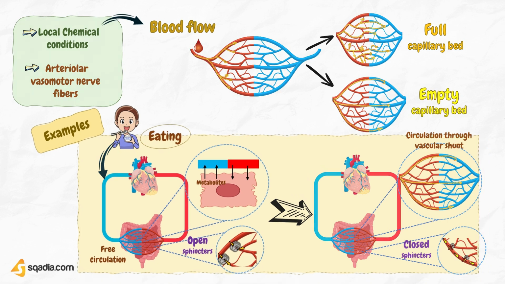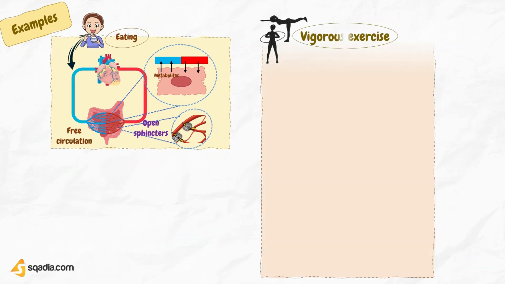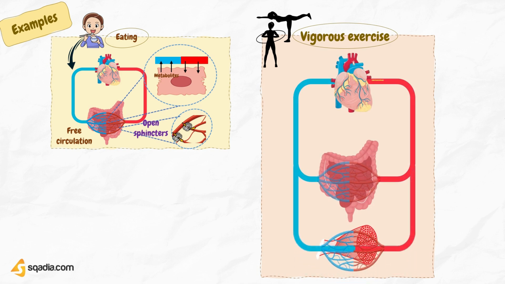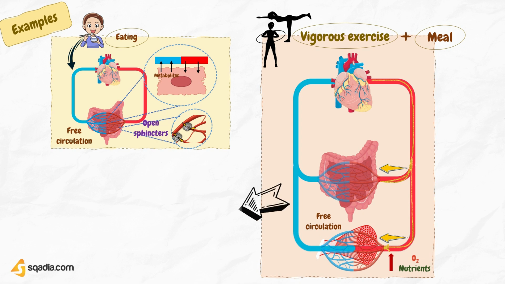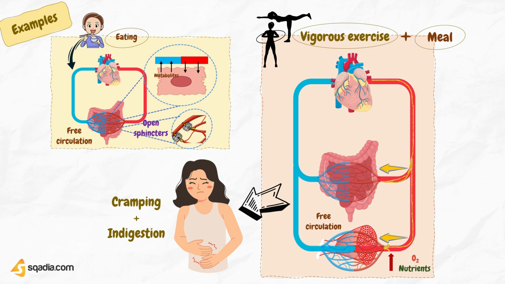A different example involves vigorous exercise. Blood is rechanneled from the digestive organs to the skeletal muscles, because now skeletal muscles need more oxygen and nutrients than digestive organs. However, in the case of vigorous exercise after a meal, nutritional flow is now needed at both sites. That's why it confuses the body's management of blood to the capillaries and may end up causing abdominal problems such as cramping or indigestion. So, this was all about the general blood flow through the capillaries.